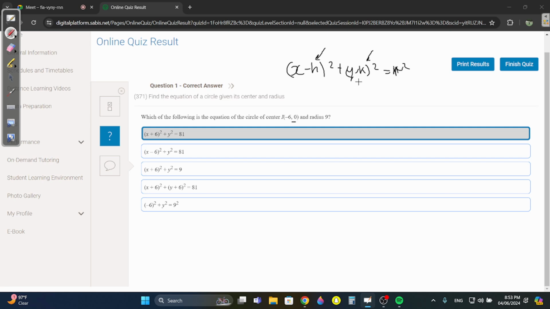Since 0 is my y, it's just going to be y squared. And this is -6, so x minus -6 squared, which is just (x + 6)², plus y squared equals the radius squared. My radius is 9, so 9 squared, which is 81. Oh, my handwriting is atrocious.